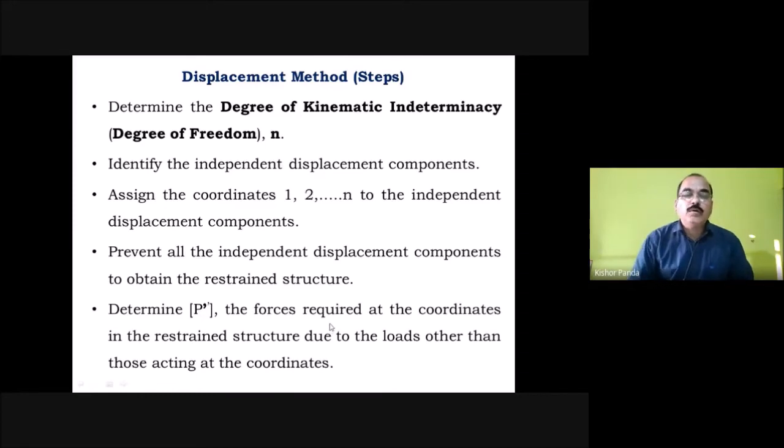Then what is the force you have given on the beam? Due to that external load, you have to find out the forces in the coordinate directions. In the restrained structure, you make all the supported joints fixed. Then you find the fixed end moments at the ends of the member. Then at the joint, you take the sum of the 2 fixed end moments on both sides of the joint. Then you can find the forces at the coordinates.